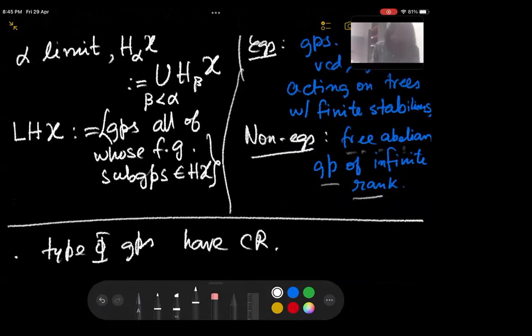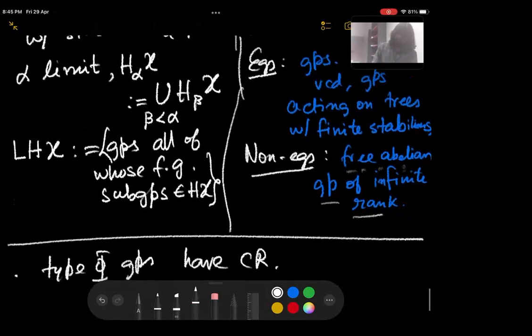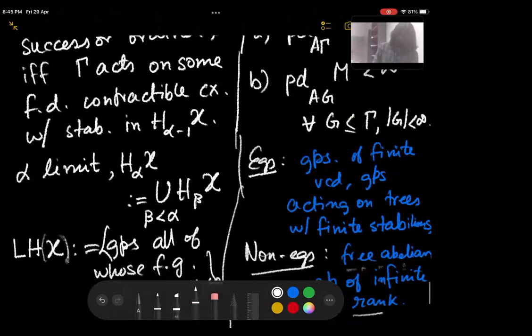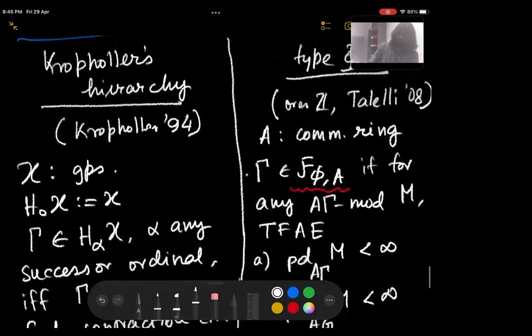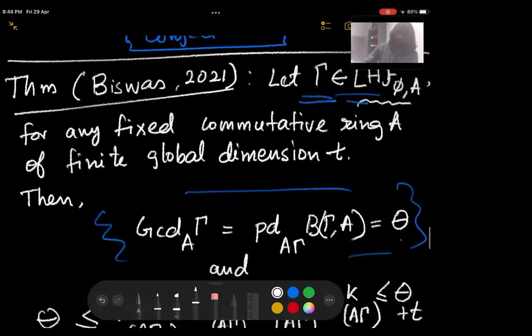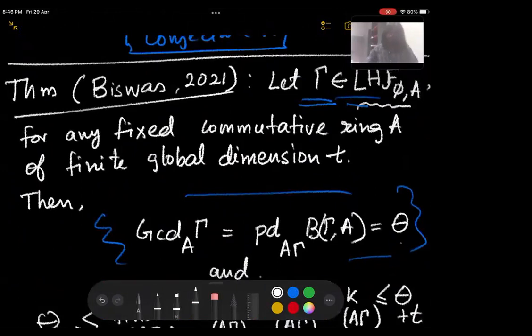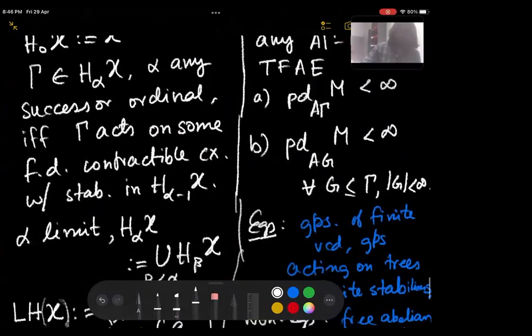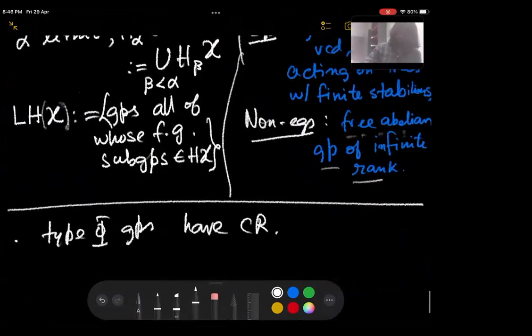So LHF alpha A means that you do just this construction, and in place of X, you take the class of type phi groups, F alpha A. And that's what I had in my result, LHF alpha A. And for a long time, all over the literature, people were working with LHF groups, and it wasn't known whether F type phi groups were definitely in LHF. Although there's a conjecture that they should be for A equals Z.